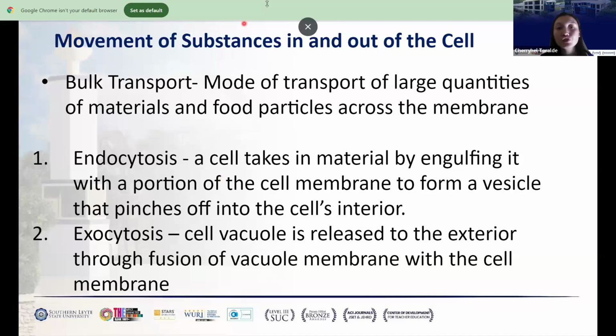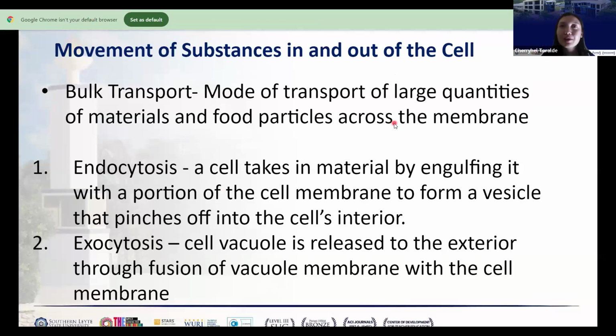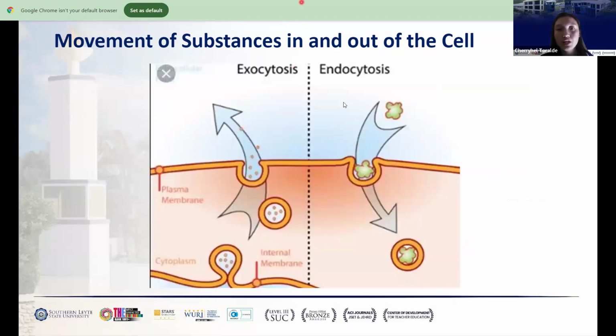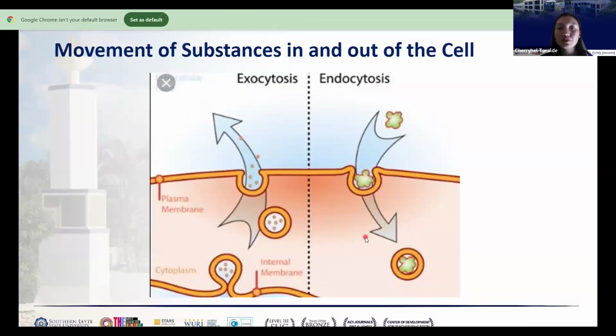Lastly, we have bulk transport. So bulk transport is actually assigned for the movement of large quantities of materials across the cell membrane. So we have endocytosis for the intake of large materials inside of the cell, while exocytosis is for the release of those large materials outside of the cell. So yeah, here it is, the diagram. This is exocytosis, this is endocytosis.